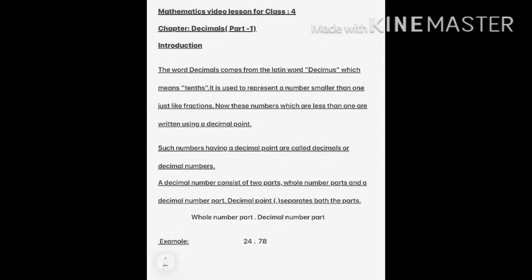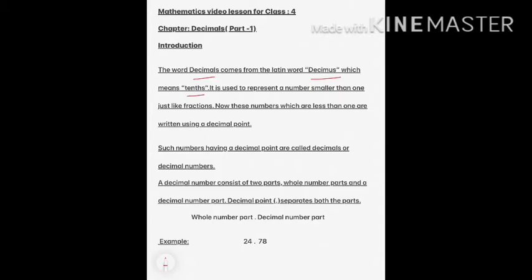What are decimals? The word decimals comes from the Latin word decimus. Every word originates from an old language word. Maths is not only about dealing with numbers; you should know the basics of every concept. So the word decimal comes from decimus, and that means tenths. Why it means tenths, we will discuss in an upcoming video.